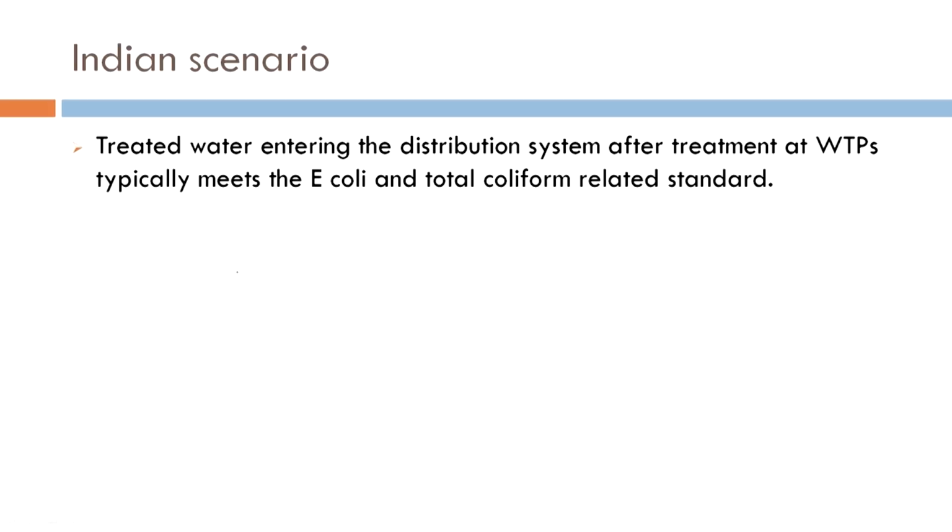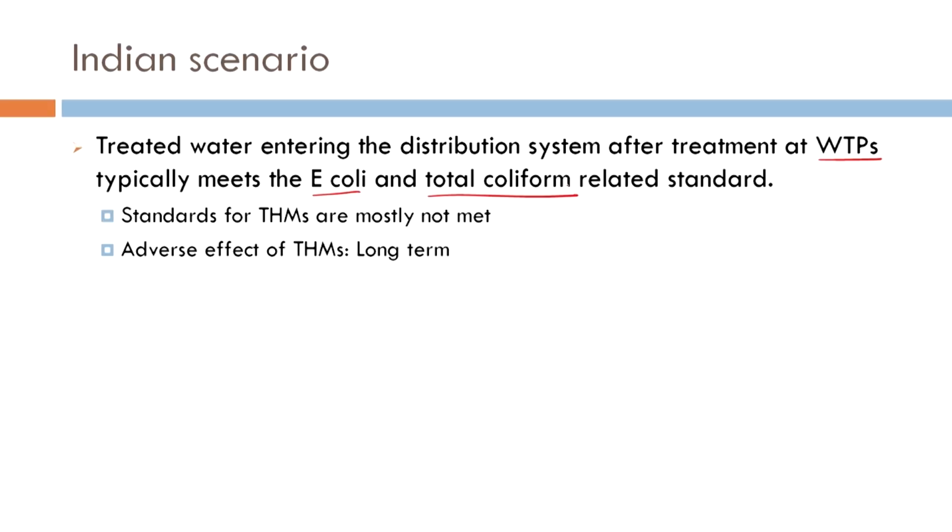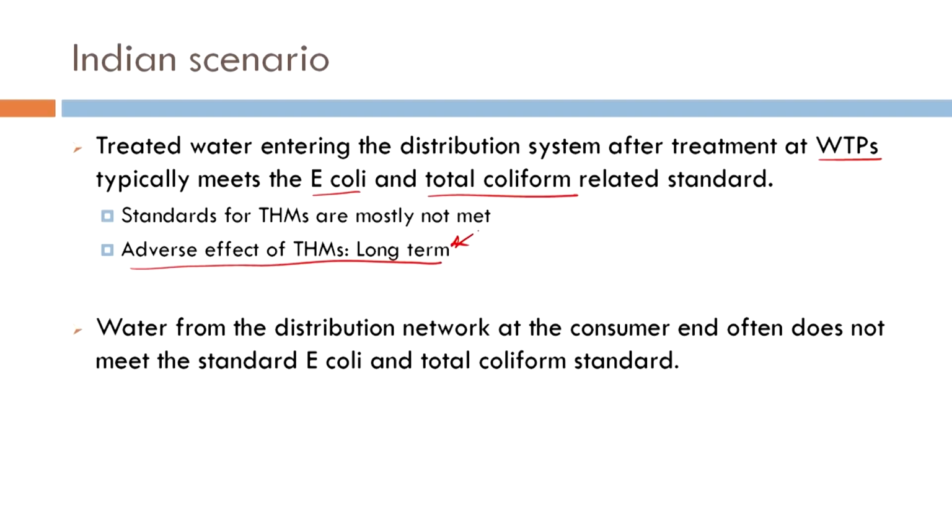Typically in India after treatment at the water treatment plants, the standards for E. coli, fecal and total coliform are met. But because of high organic matter, standards for trihalomethanes are not met, and the adverse effects due to trihalomethanes are typically in the long term.